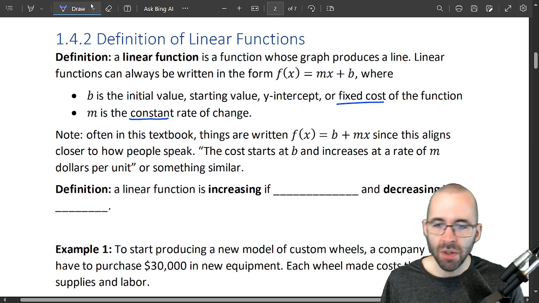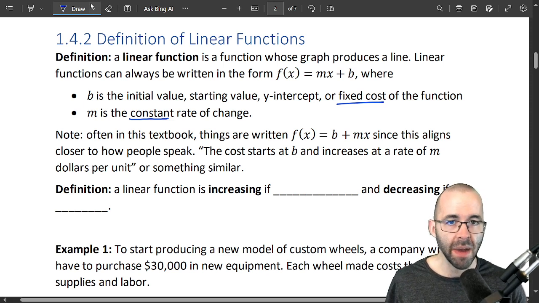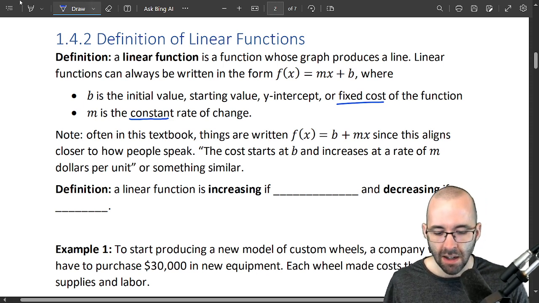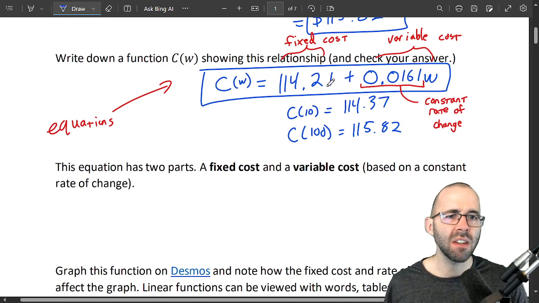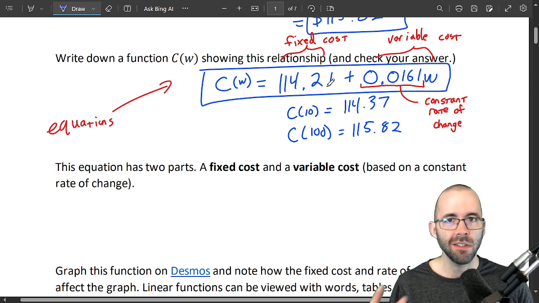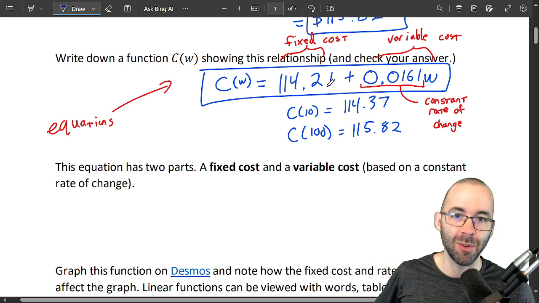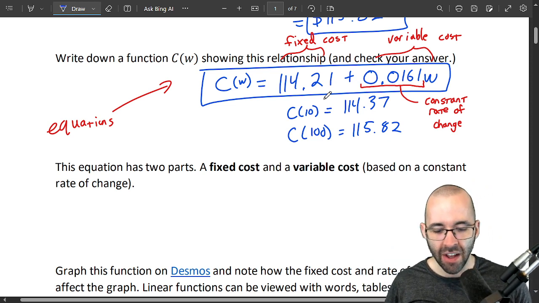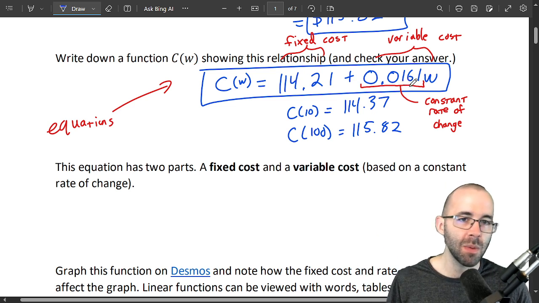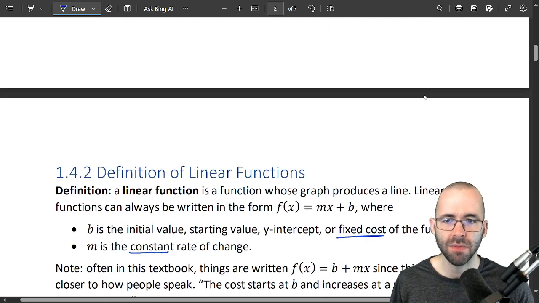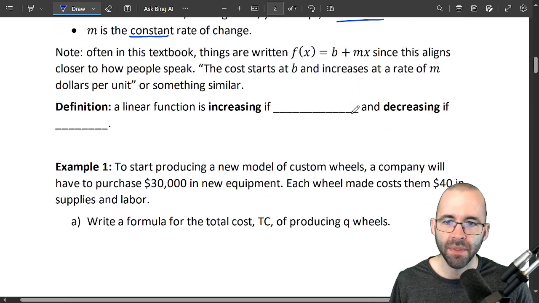All right. Now, we do have a note here that this textbook really likes to flip things and say f of x equals b plus mx. They mean the same thing. But this b plus mx, which is actually what we did over here, usually makes more sense for how we talk in real language. This kind of makes sense, right? We always have to pay $114, and then we pay an extra 1.6 cents for every gallon of water usage. So you can see it either way. They're both fine. They're both the same.